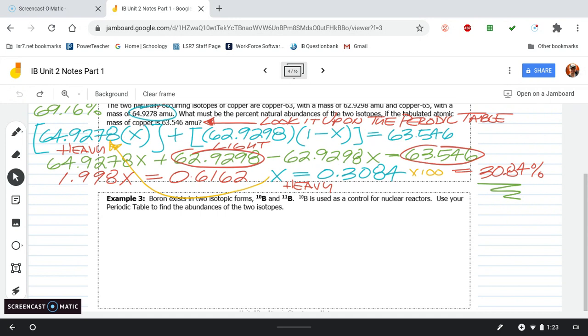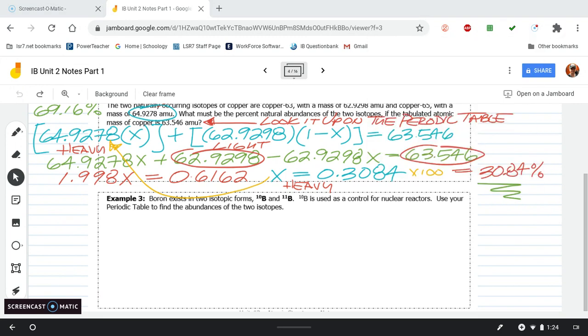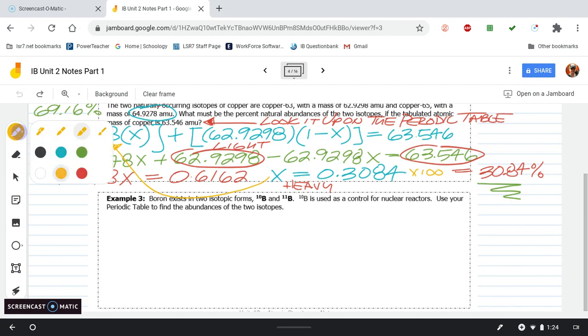Okay, so hopefully we went through and took care of this one. It's pretty straightforward. We got a boron 11 and a boron 10. So first thing we're going to do is hopefully we identified that this is a percent abundance type problem, because it says to find the abundances of the two isotopes. So that's kind of straightforward. So we got two isotopes.